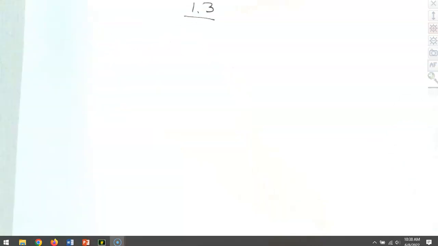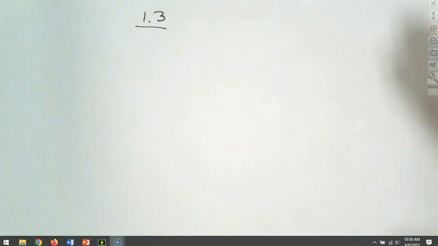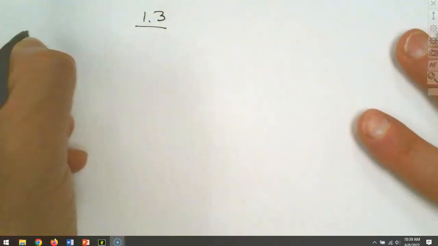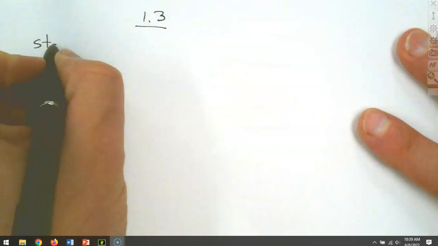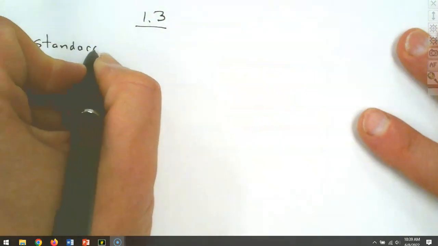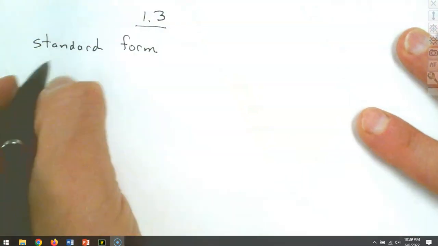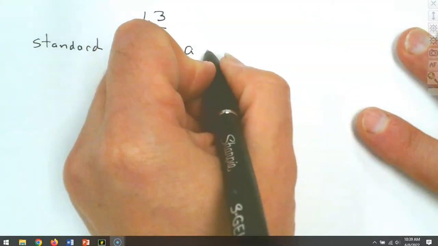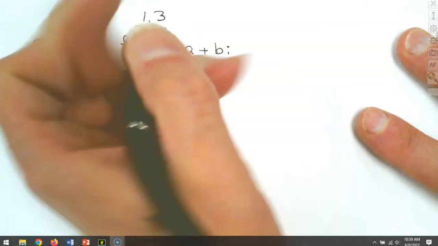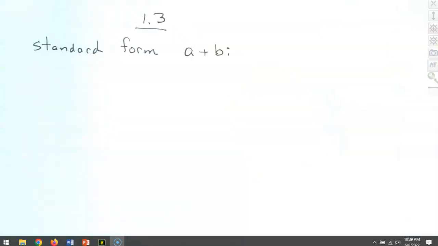So we're going to go ahead now and look at 1.3. We're going to talk about standard form of a complex number. Standard form of a complex number is a plus bi. So when we write these, we have to make sure that we separate out the real part from the imaginary part.